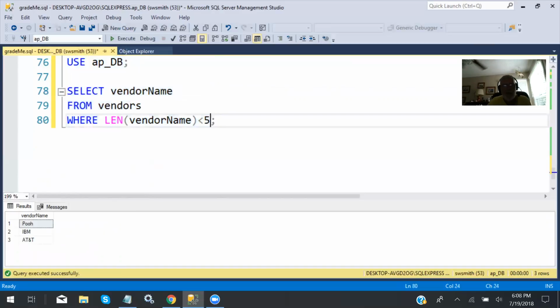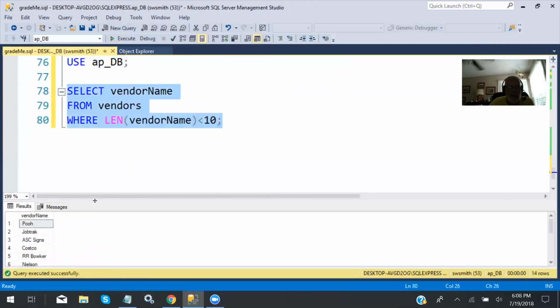And so if I change that a little bit and I said less than 10, I'm obviously going to see more names than that. So there I get 14 of them. And so this shows me names that are less than 10. So less than or equal to 9. So everything here has 1, 2, 3, 4, 5, 6, 7, 8, 9. If it's got 9 characters in it, it appears. If it has 10, it does not.